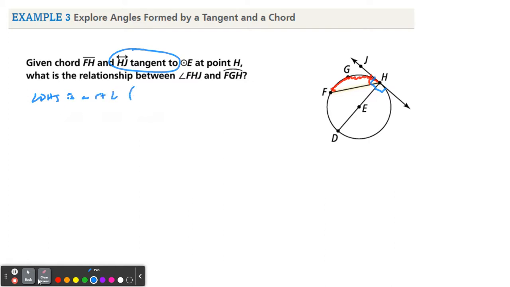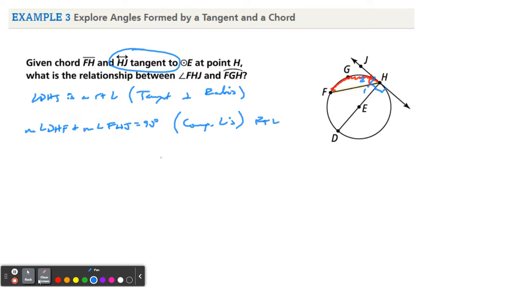And again, that is that tangent perpendicular to a radius idea. So we have a tangent perpendicular to a radius. Okay, so now, if we look at angle DHJ, it's broken into 2 angles, right? Those 2 angles are angle DHF, this angle here, I'm going to call that angle 1, and FHJ, this angle here, call it angle 2. So we're going to say that the measure of angle DHF plus the measure of angle FHJ equal 90, right? Because they make the right angle. They're complementary because of the right angle.